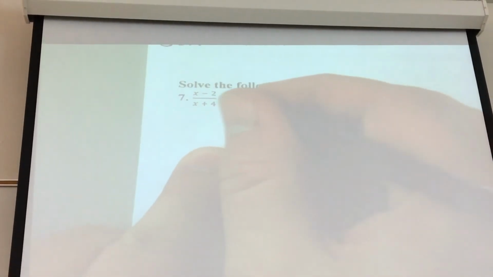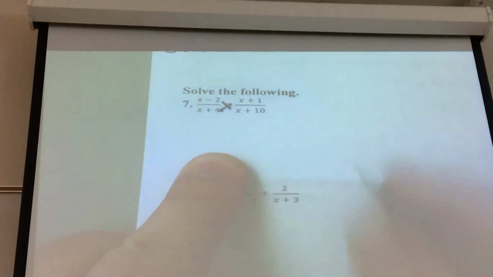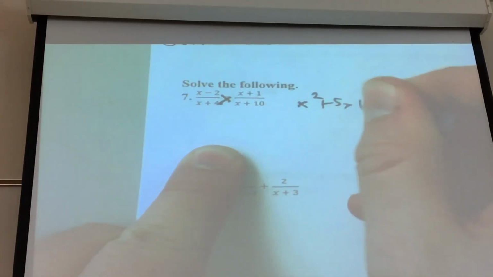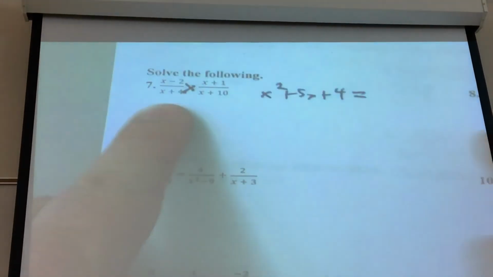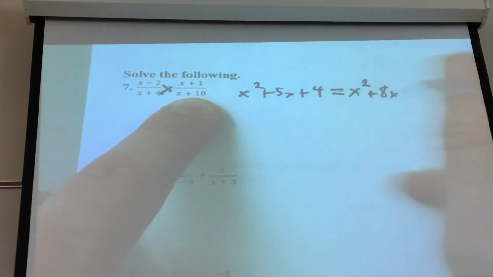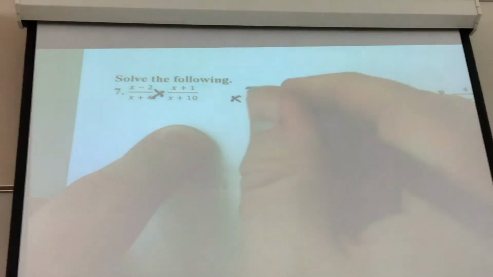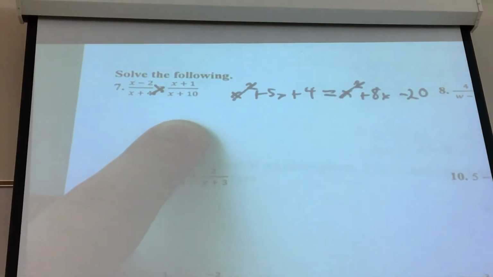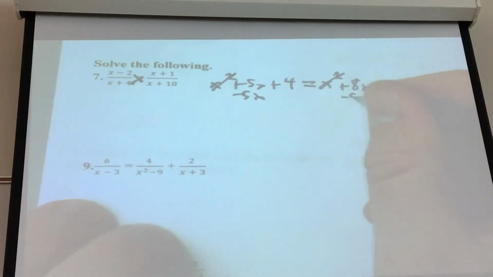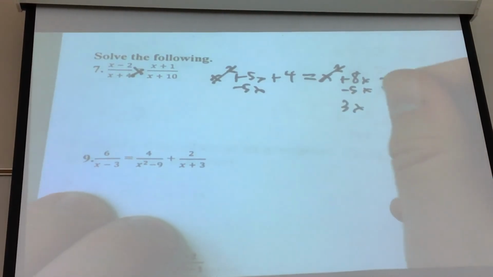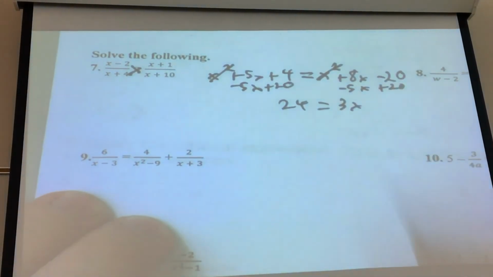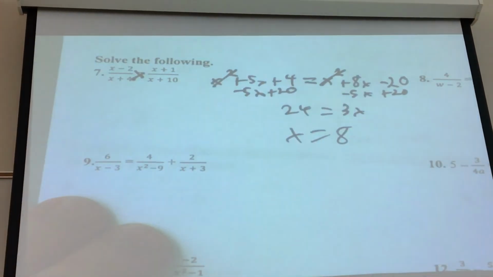If you want to do these, of course, you cross multiply. That's x plus 4 times x plus 1, which is x squared plus 5x plus 4. And that's equal to x minus 2 times x plus 10. That's x squared plus 8x minus 20. My x squareds are the same on both sides. So I just work to where I'm going to have the larger x. Minus 5x, that's 3x. I add 20, that's 24. So 24 is equal to 3x, x is 8.